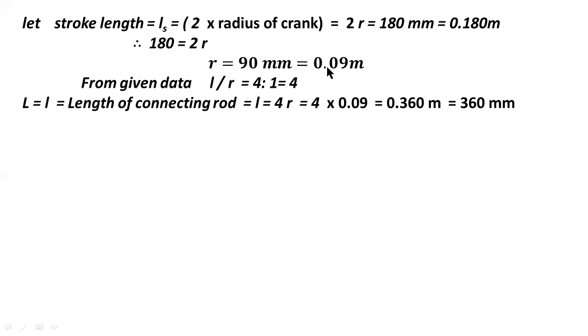Okay, then after you have to substitute the value of r in the L by R ratio. From the given data, the L by R ratio equals 4, that is 4:1. So substitute the value of r equal to 0.09 meters, then you will get the value of the length of the connecting rod. Length of the connecting rod equals 4r, 4 times the radius of the crank. So the length of the connecting rod equals 360 mm.